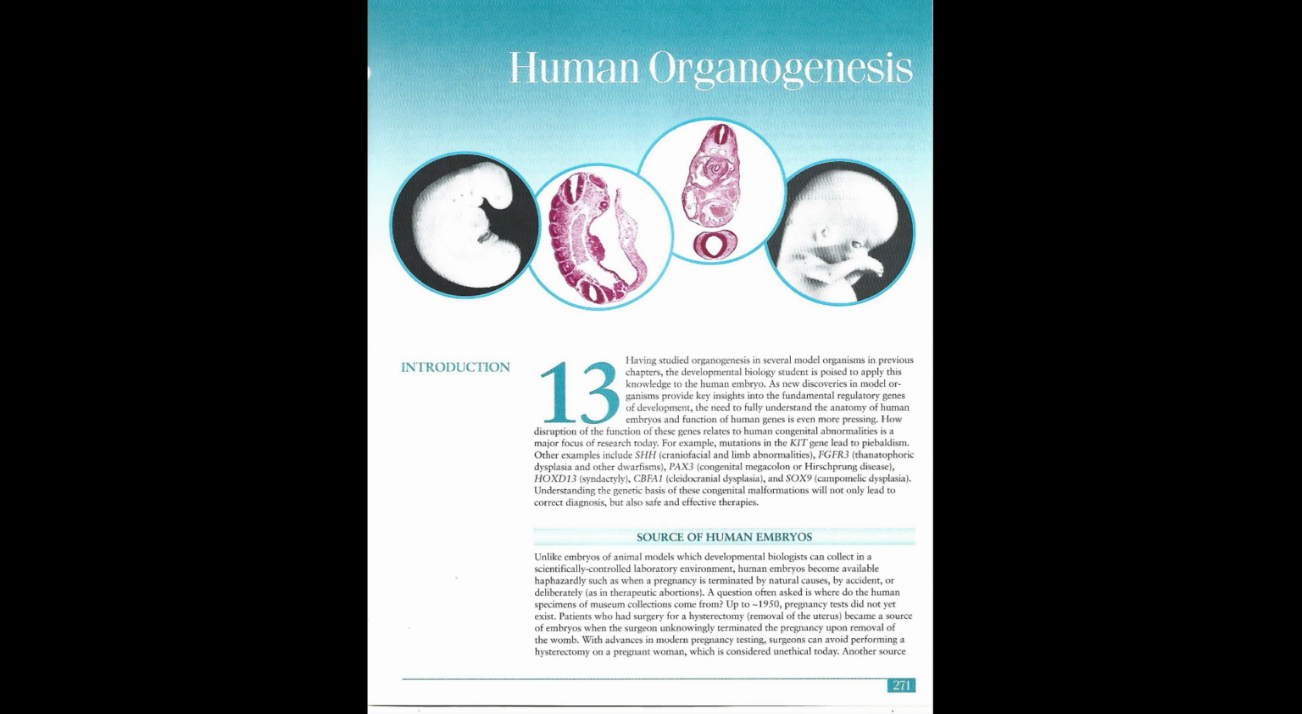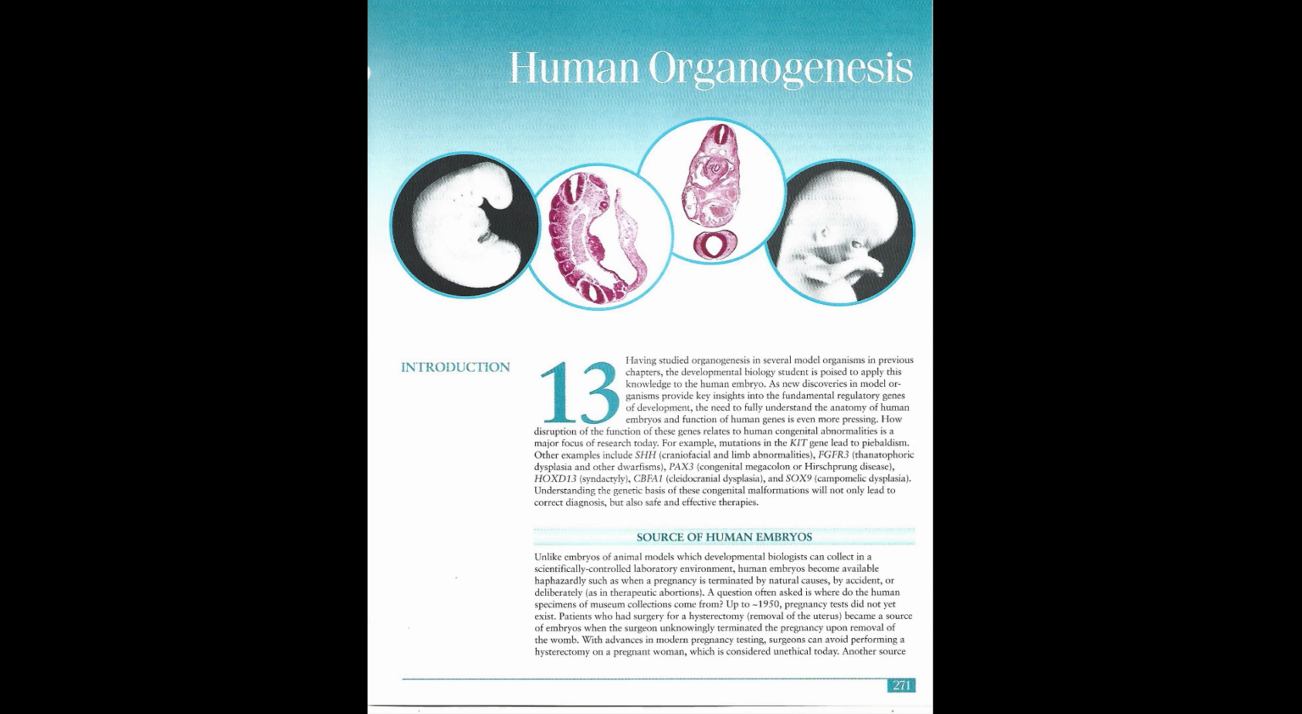For example, mutations in the KIT gene lead to piebaldism. Other examples include SHH, craniofacial and limb abnormalities, FGFR3, thanatophoric dysplasia and achondroplastic dwarfisms, PAX, congenital megacolon or Hirschsprung disease, HOXD13, syndactyly, CBFA1, cleidocranial dysplasia, and SOX9, campomelic dysplasia.